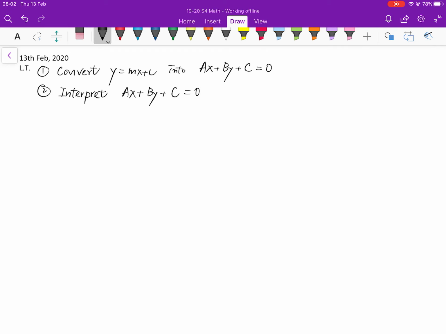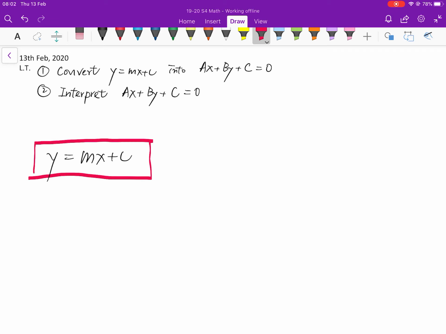Okay, let's go. In the previous chapter, we have learned about y equals mx plus c. Please mark it down. In mathematics, we call this equation of a straight line the slope intercept form, because it gives us the slope m and the y-intercept c.